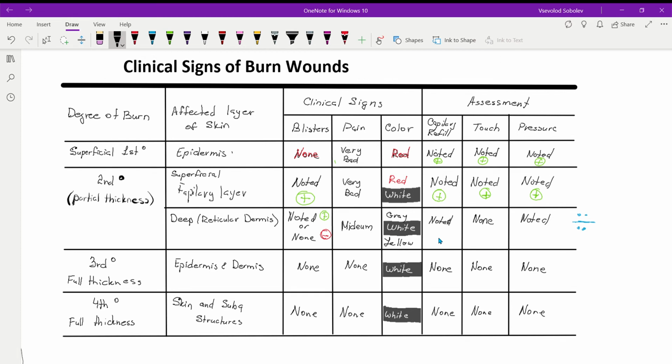Capillary refill. So when you press it, will there be capillary refill? Well, this diagram says it could be present, or it might not be. This is the fine line. So touch, no touch. You don't feel the touch. Their blood vessels are damaged, nerves are damaged. Pressure, they will feel the deep pressure.